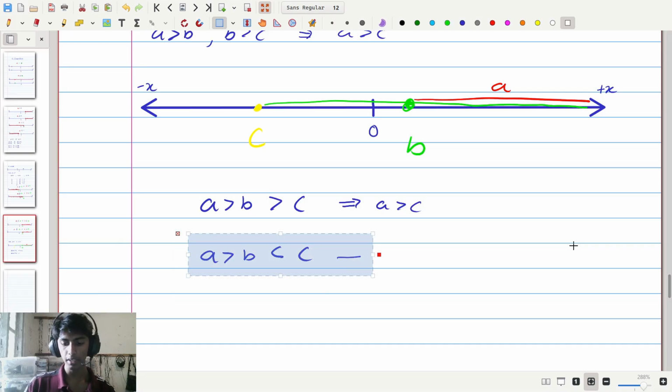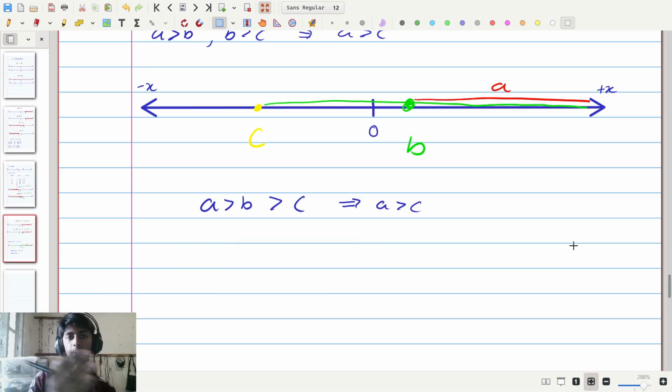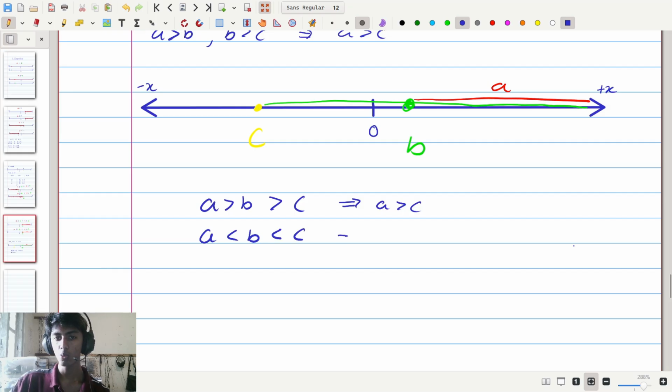In order to imply that the two ends of a chain have some relationship relative to each other, every single link within that chain needs to be the same symbol. So in this case, if we had instead A less than B, which itself is less than C, we can see within this chain all the links are facing the same direction. Therefore, A is less than C. So we are all good here.